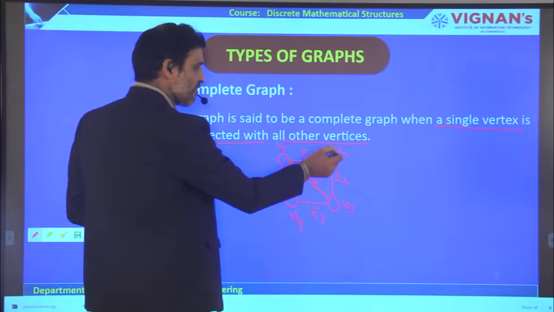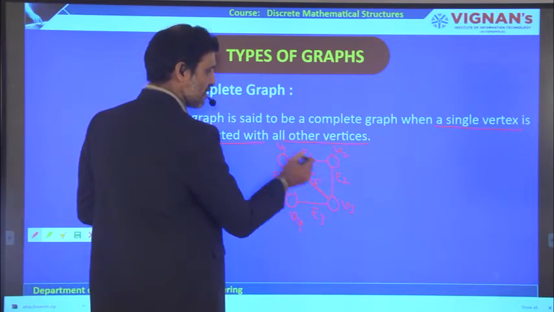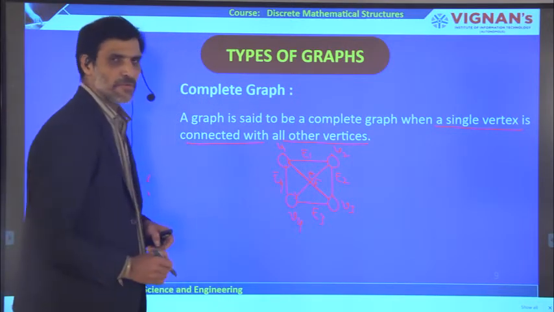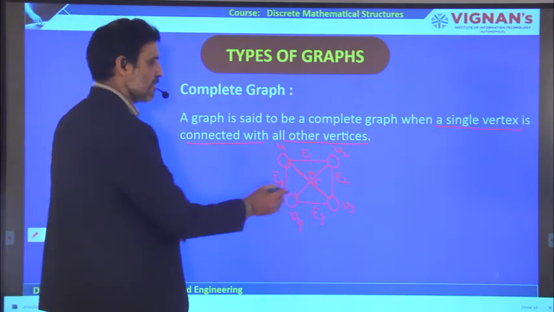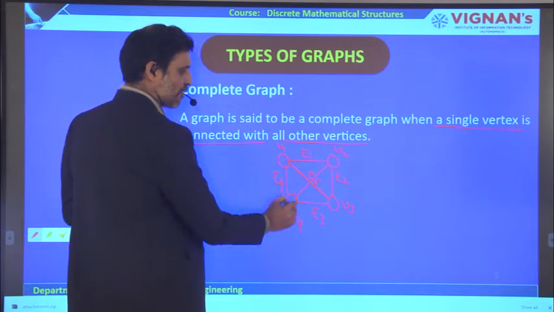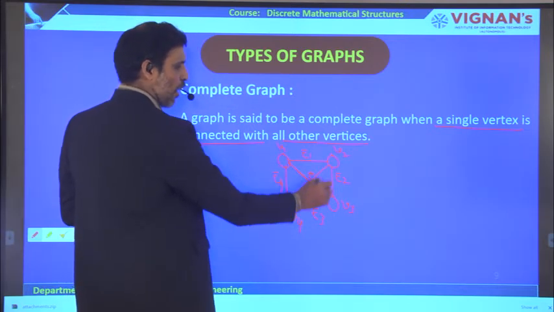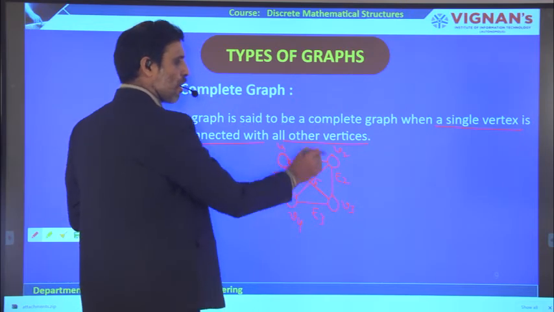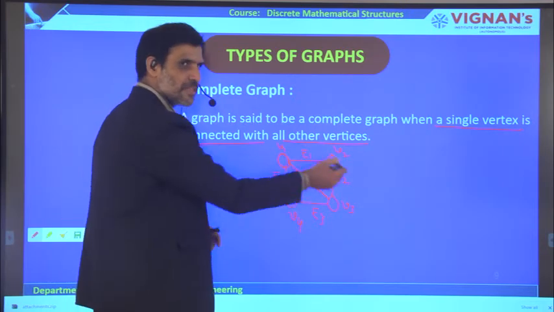Now let us check V2 also. V2 is connected with V3 and V1, but it is not connected with V4. So we take this connection to V4. Now similarly, V3 is connected with V2 and V4 and V1, and V4 is connected with V2 and V1. Every single vertex of the graph is connected with all other vertices in the graph.